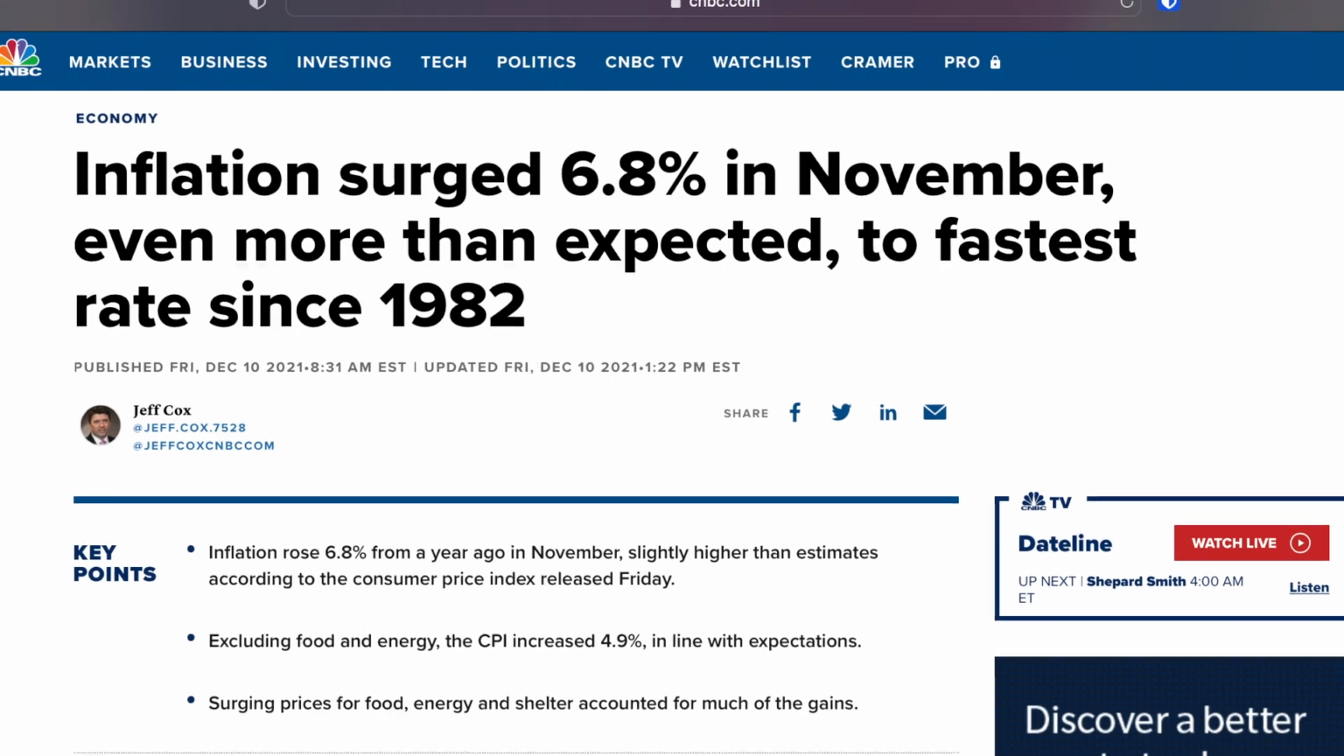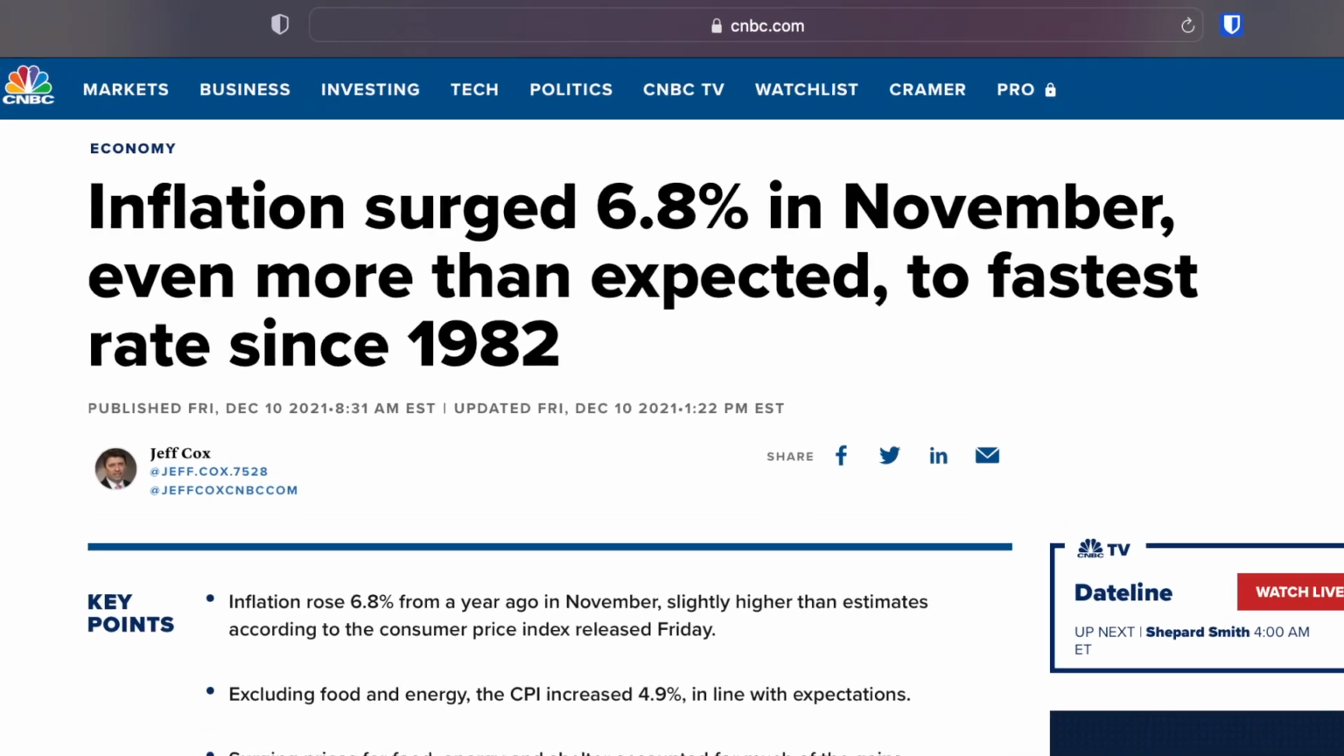You think 6.8% is almost 3 times higher than their 2% long-term goal. And will likely continue to do so well into next year.